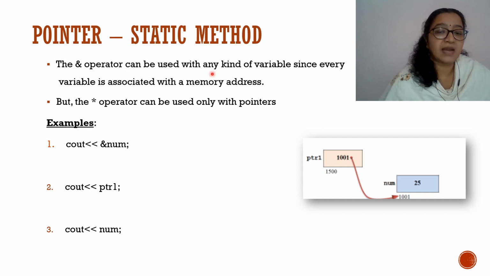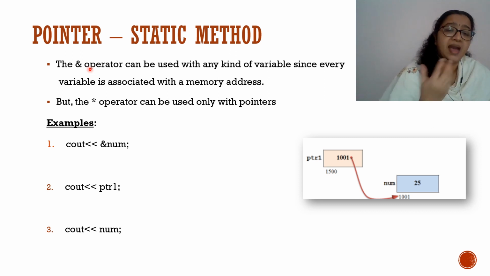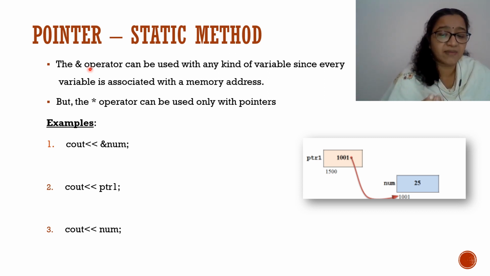The ampersand operator can be used with any kind of variable since every variable is associated with a memory address. What is the meaning? The ampersand operator can be used with any kind of variables. If A is a character variable, then &A will get the address. If it's a float, &A will get the address of the float. Same like any variable. If it's a pointer variable, we'll get the address of that pointer variable, &PTR1. That is how the ampersand sign operator is used.